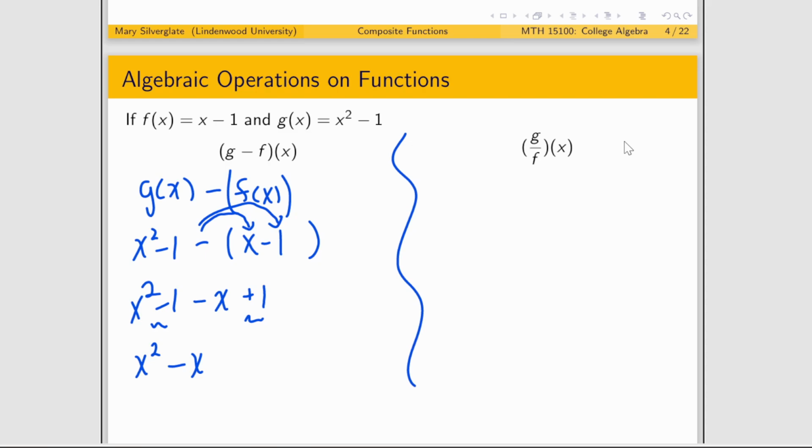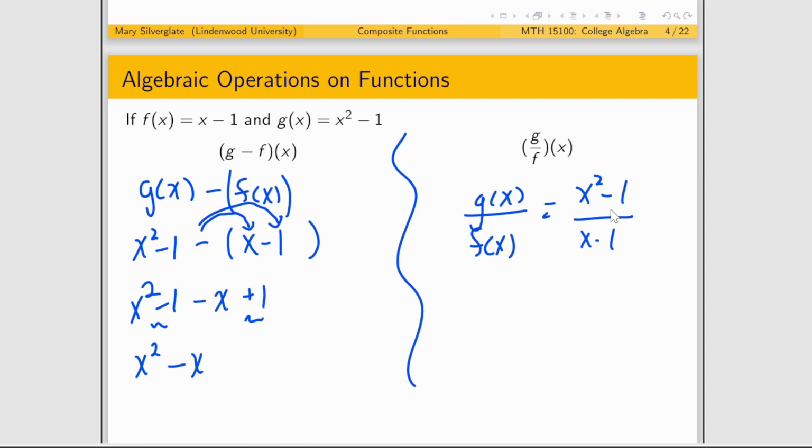See if you can translate this notation into what's going on with these specific functions. So a fraction, remember, is the same thing as division. So in this case, we're doing g of x divided by f of x. g of x is equal to x squared minus 1. f of x is equal to x minus 1. And that is technically correct. It's possible they might want to see if this simplifies a little bit.